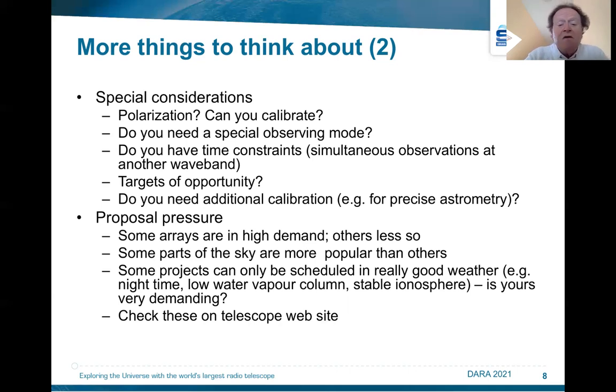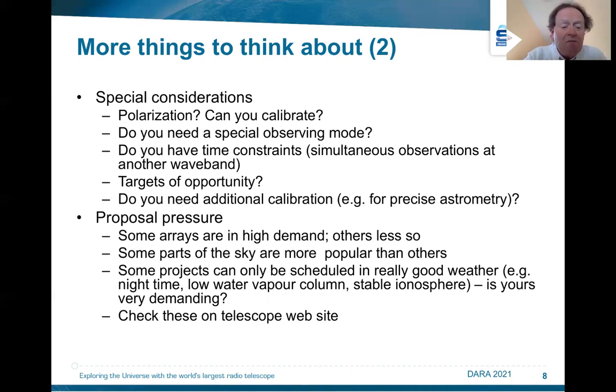You may have time constraints. For example, if you're trying to observe simultaneously with a satellite observation of the same object, you may be constrained as to when you can do that. You may want to observe a target of opportunity. For example, some telescopes will give you time to trigger when a particular object goes into outburst, and there are special considerations to do with that. And then sometimes you need additional calibration for special purposes. One obvious example of that is when you want to do precise astrometry of your target and get its absolute position as well as possible.